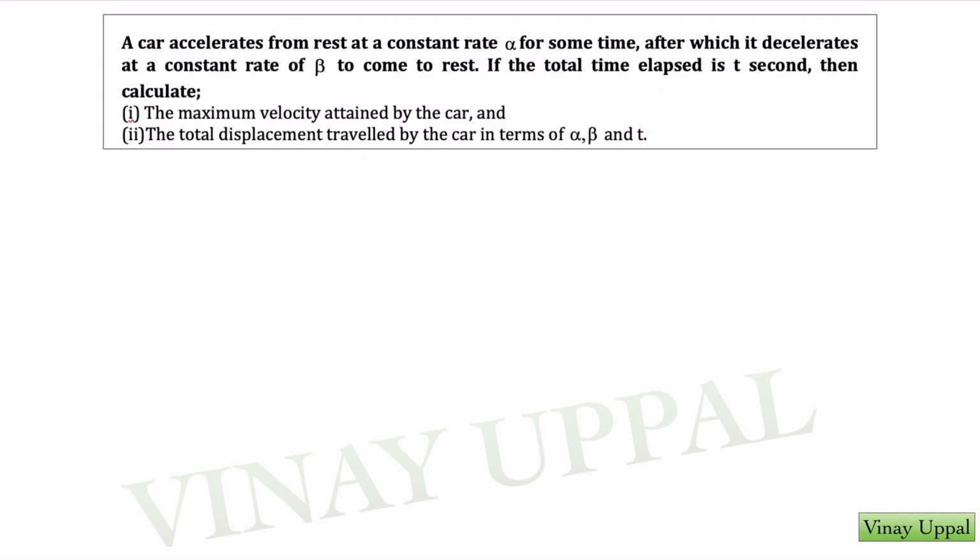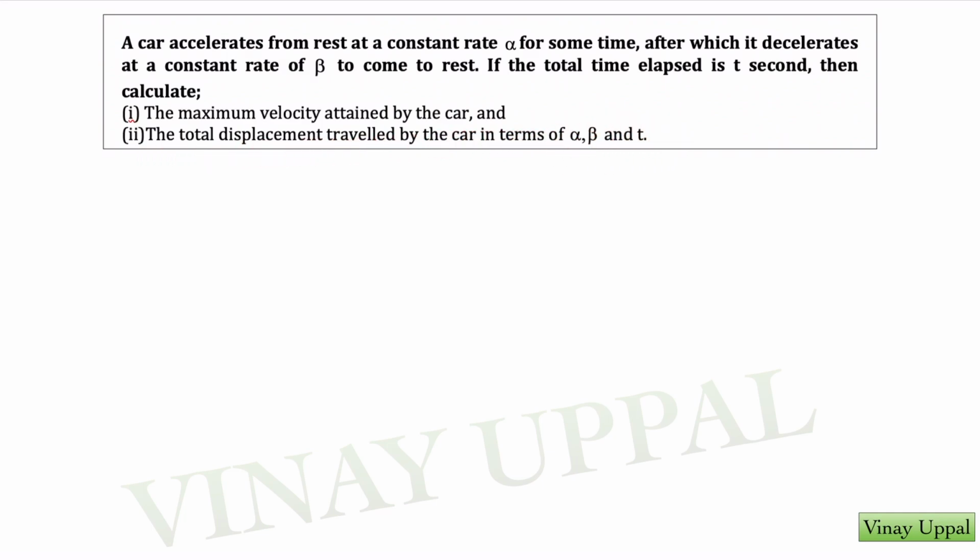So now let's look at a question based on the graph concepts that we've learned. A car accelerates from rest at a constant rate alpha for some time, after which it decelerates at a constant rate of beta to come to rest. If the total time elapsed is t seconds, then calculate the maximum velocity attained by the car and the total displacement traveled by the car in terms of these quantities.